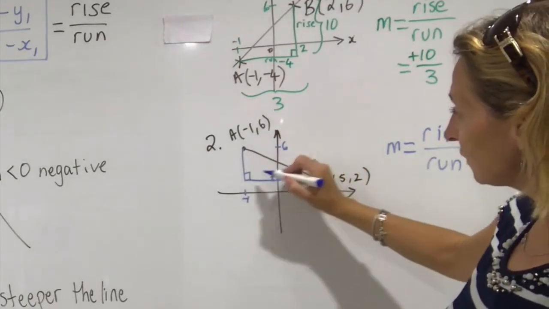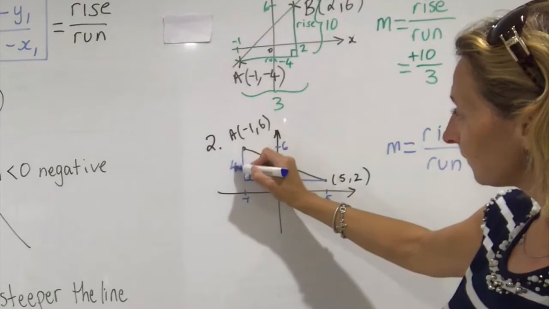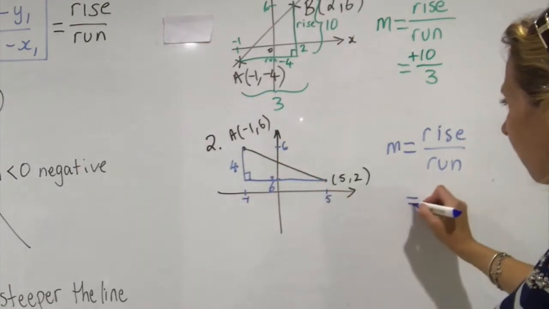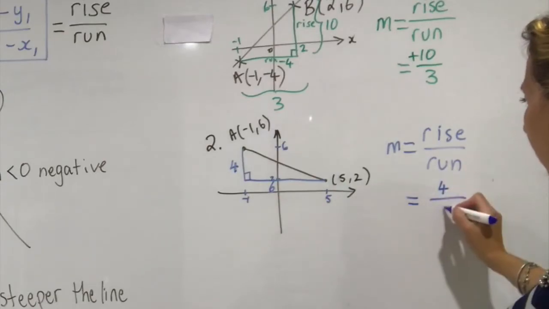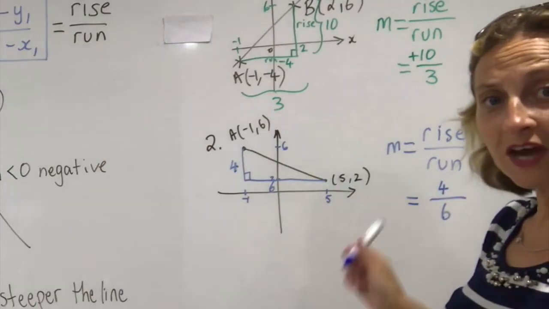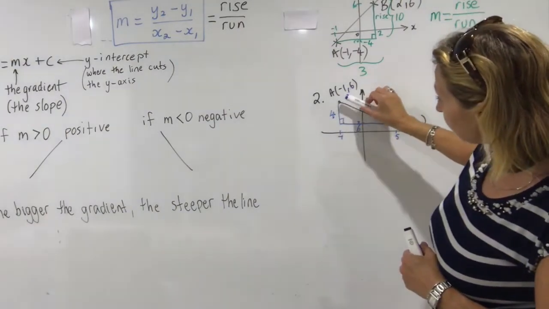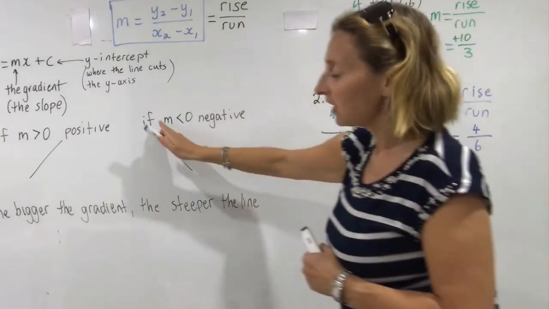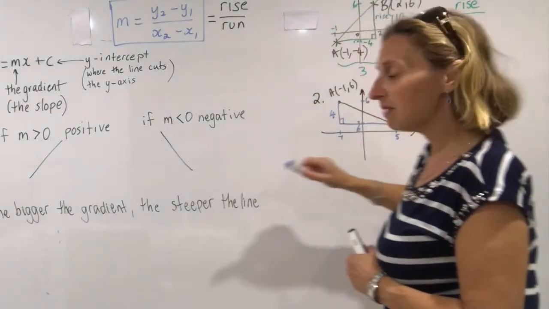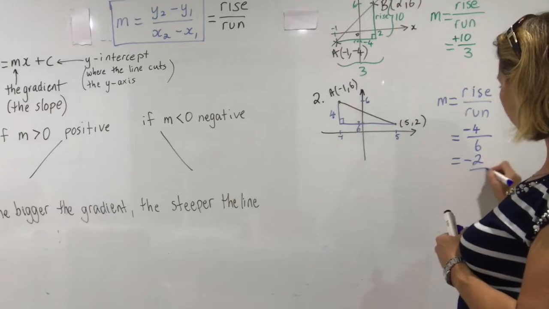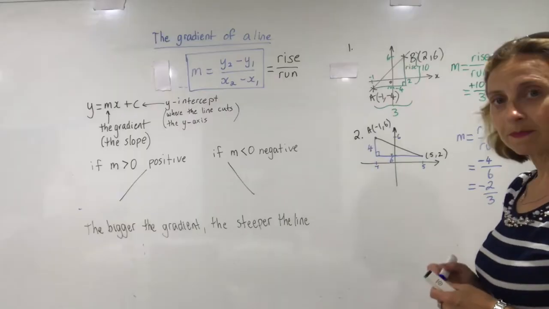So between 6 and 2 is 4. And between -1 and 5 is 6. So my gradient is rise over run. But of course, if I use this method, I have to be careful because my line is in that direction. And if a line is in that direction, it must have a negative gradient. And of course, I can divide the top and the bottom by 2.